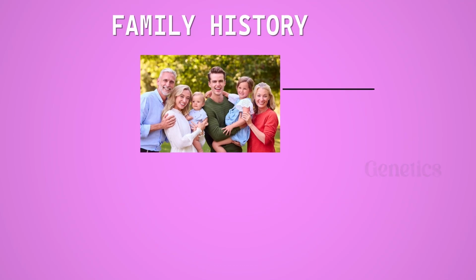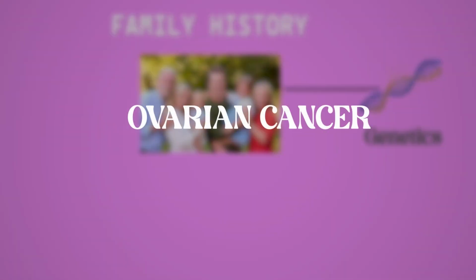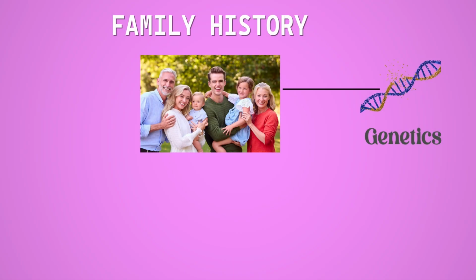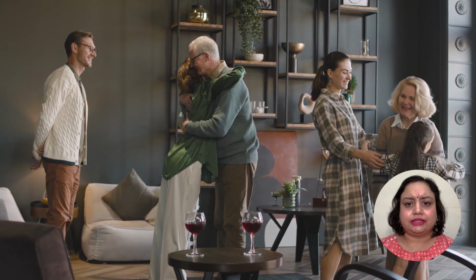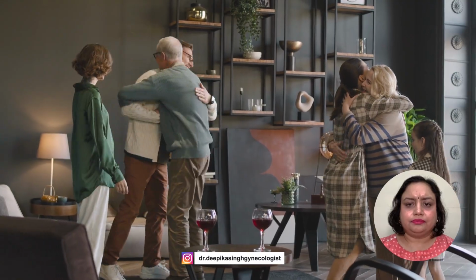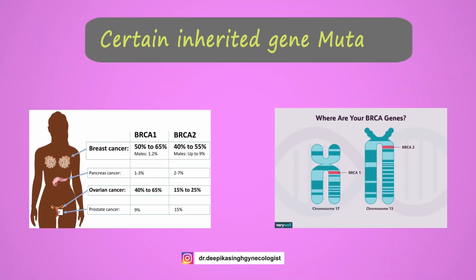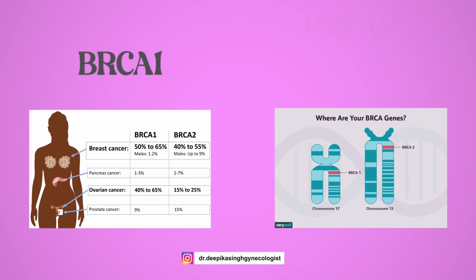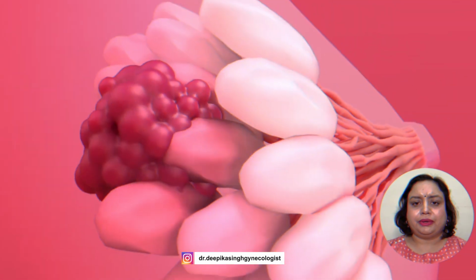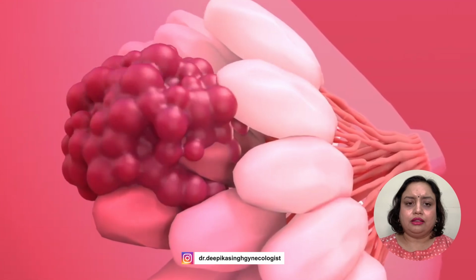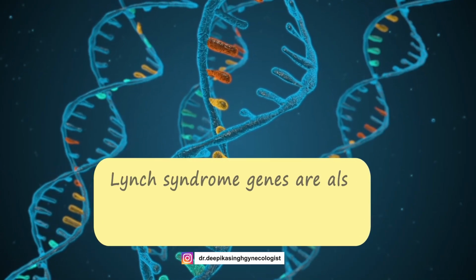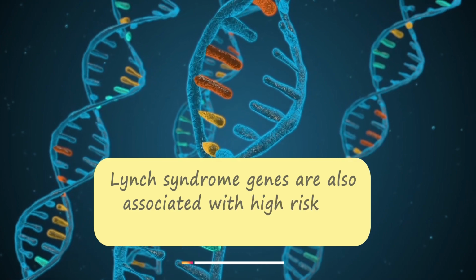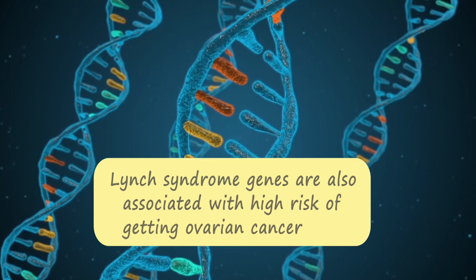Family history and genetics of ovarian cancer, especially involving close relatives like a mother or sister, can significantly increase a person's risk of getting ovarian cancer. Certain inherited gene mutations, such as those in the BRCA1 and BRCA2 genes, which are also linked to breast cancer, can greatly elevate the risk of ovarian cancer. Other genes, like Lynch syndrome genes, are also associated with a high risk of getting ovarian cancer.